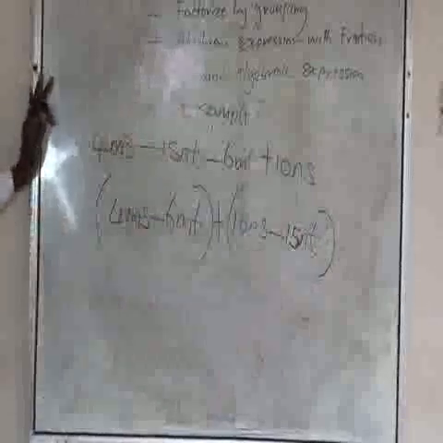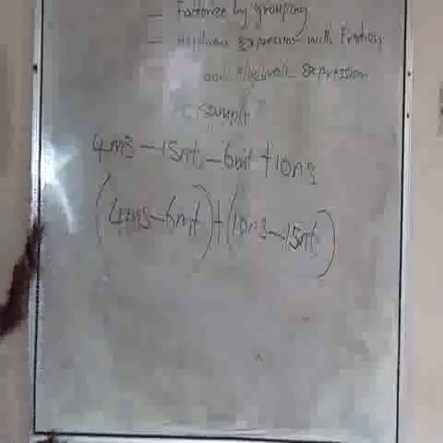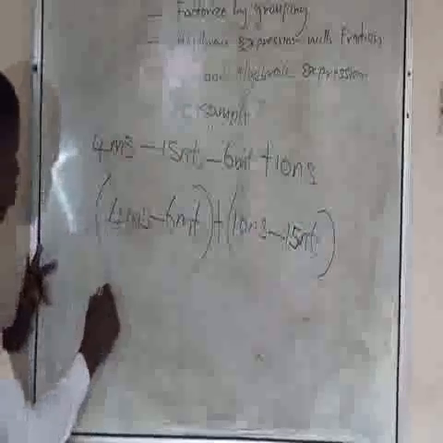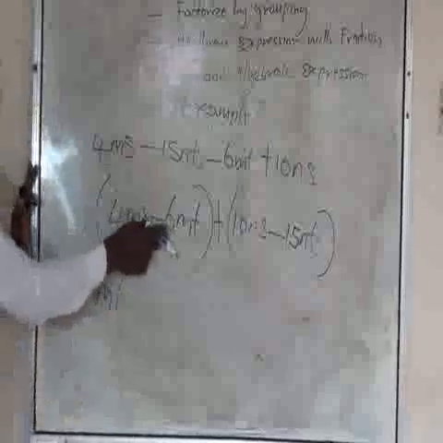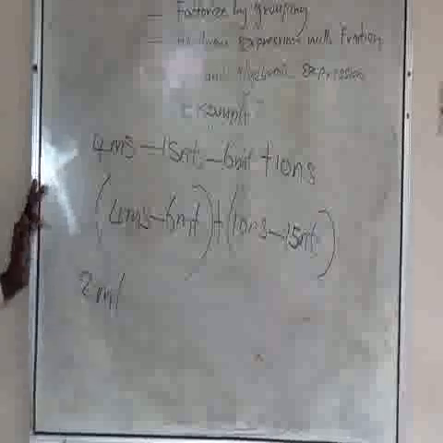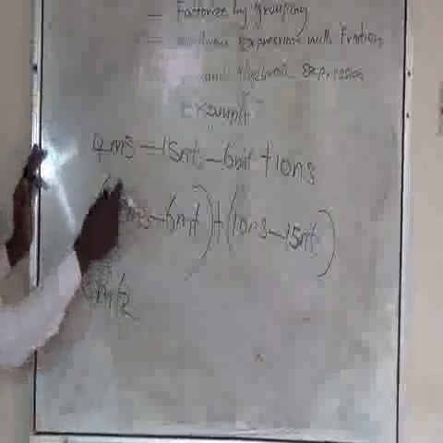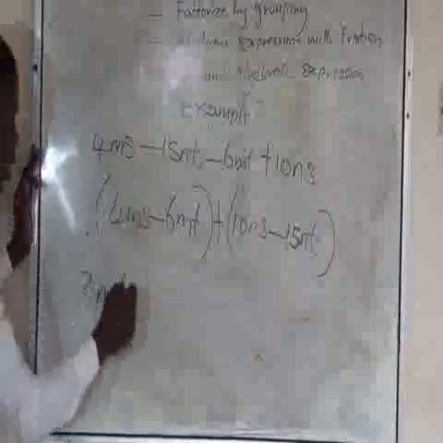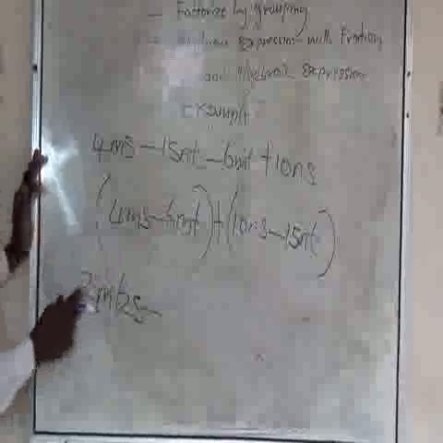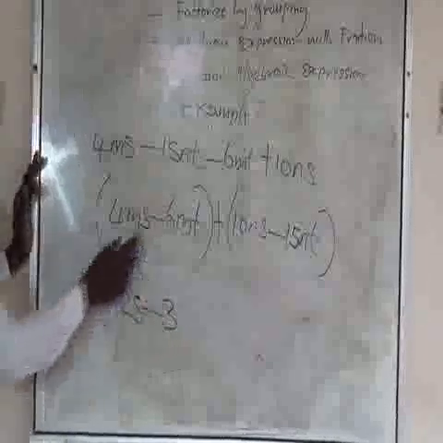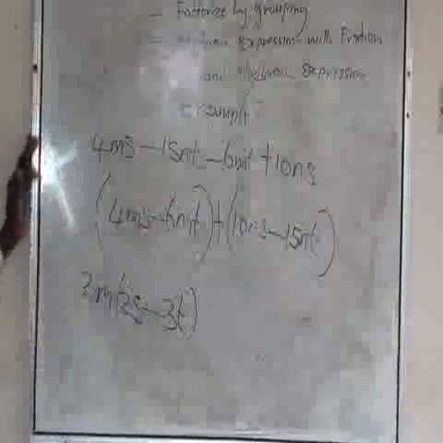Then we bring out the common term. What is common here? M is common. 2 can divide 4. 2 can divide 6. So 2 is also common. 4 divided by 2 gives me 2. M divided by M is 1. We bring down x. Minus 6 divided by 2 gives me 3. M divided by M is 1. We bring down t. That one is over.